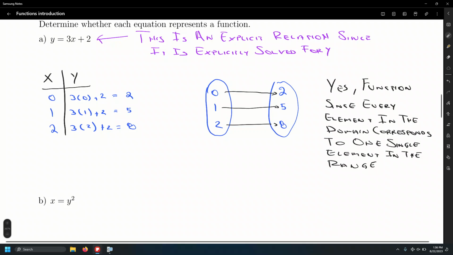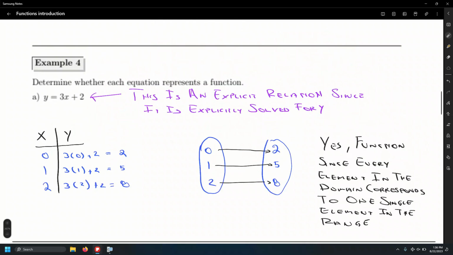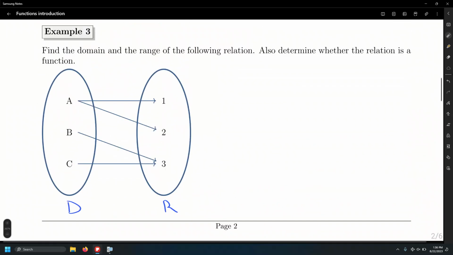That actually brings up a question that I have for example 3. Sure, let me go back to example number 3. So say there was no a or 1 or 2, right? That's not a function. But with b and c both going to 3, that would be a function?